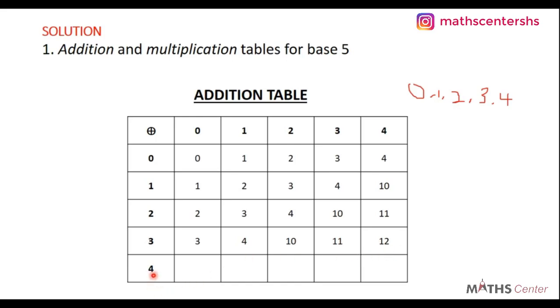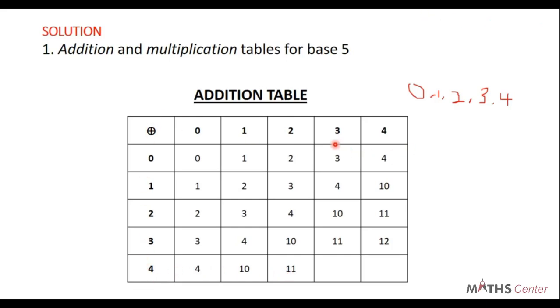Now we come here. 4 plus 0 is 4. 4 plus 1 is 5. 5 in base 5 is 1 remainder 0. Then 4 plus 2 is 6. 6 in base 5 is 1 remainder 1.